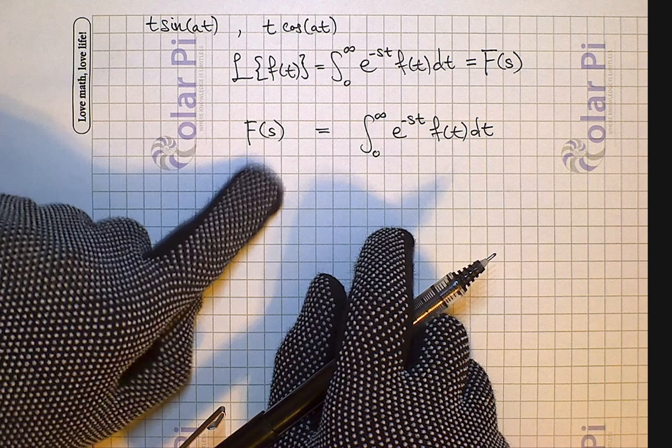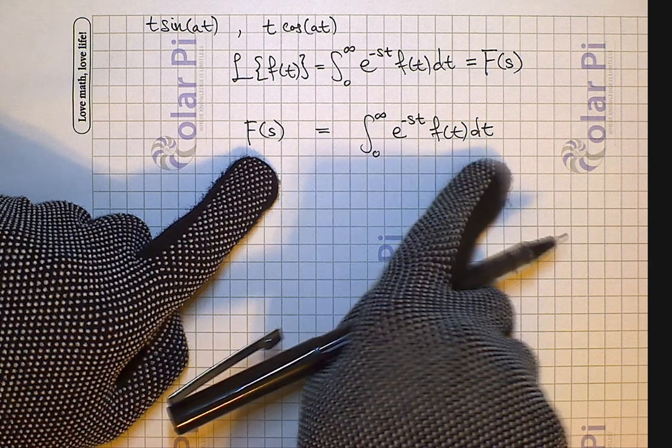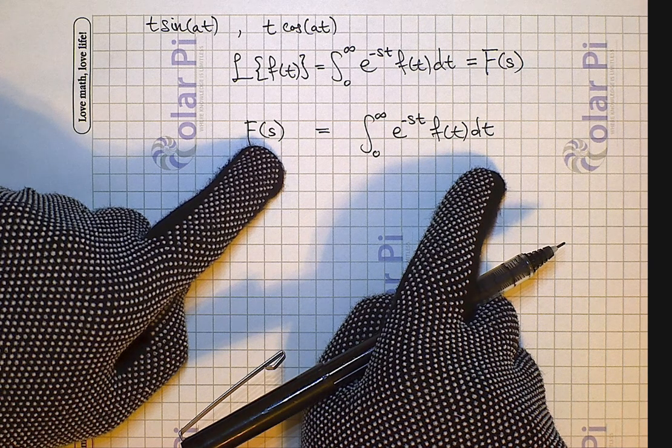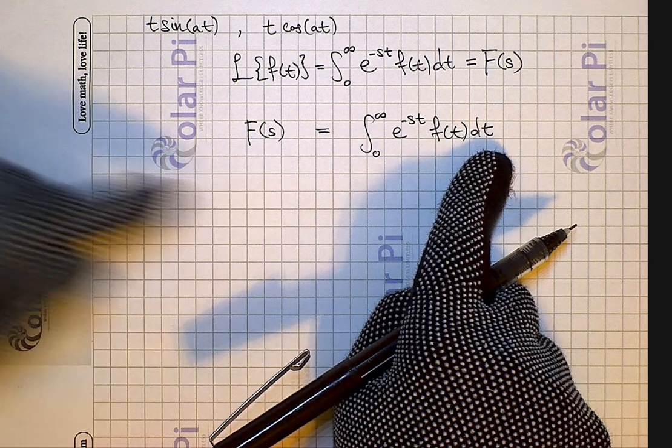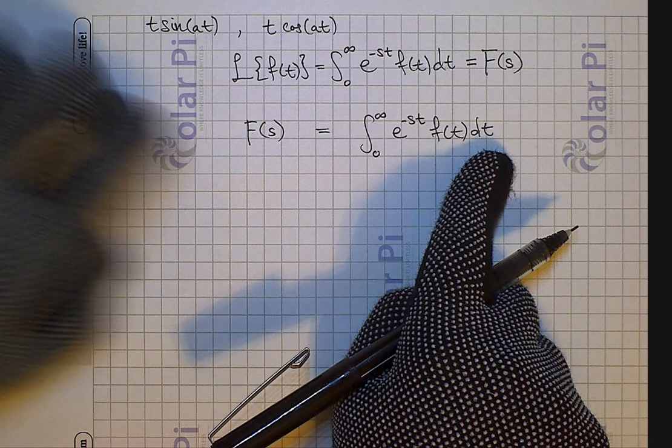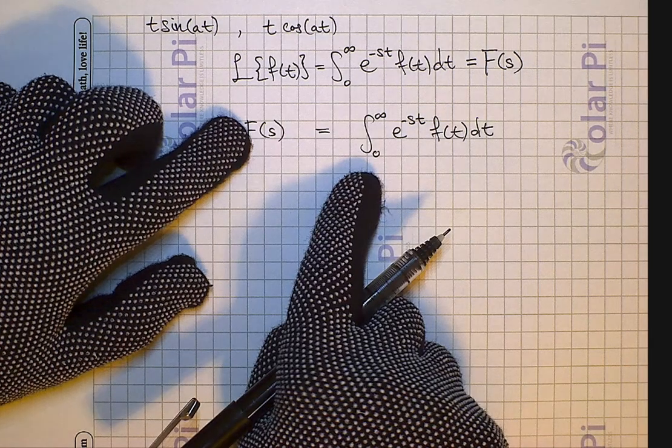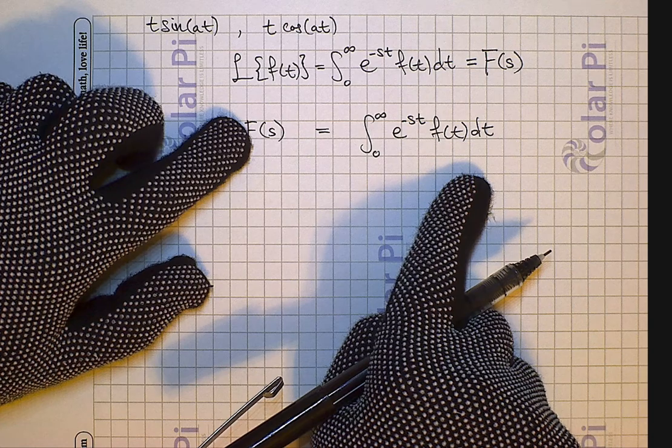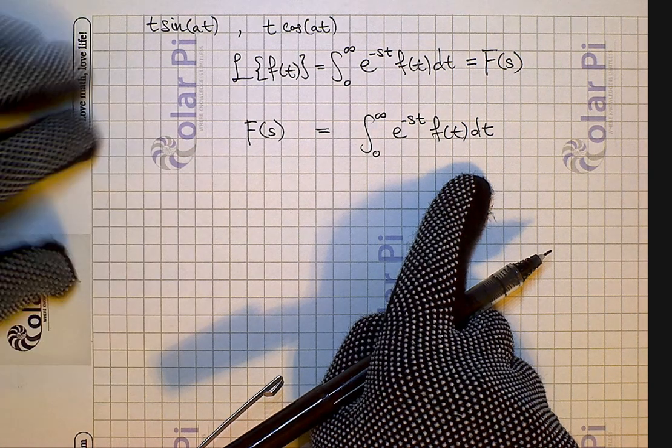Now, if you look at the left side, it's saying that this here is a function of s. So the variable is s. And if you recall all of the examples we've done, after we've worked out this integral, we're able to get to just a function of s. Okay, that's important to keep in mind.